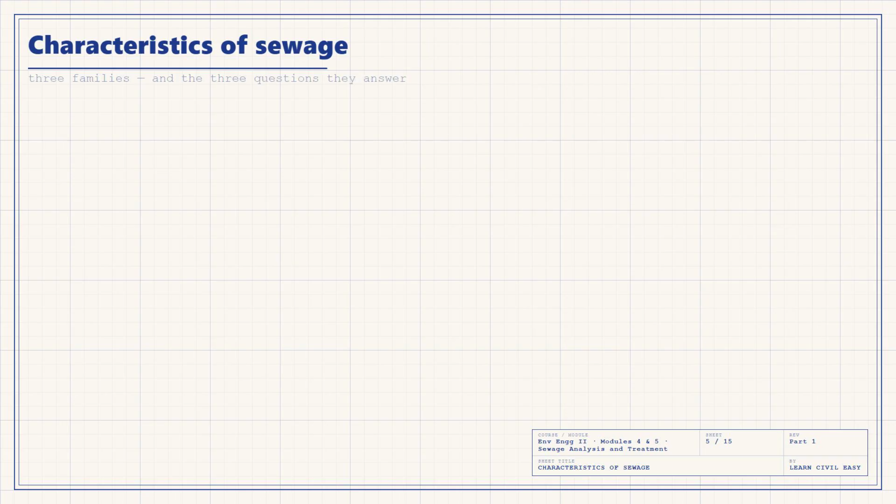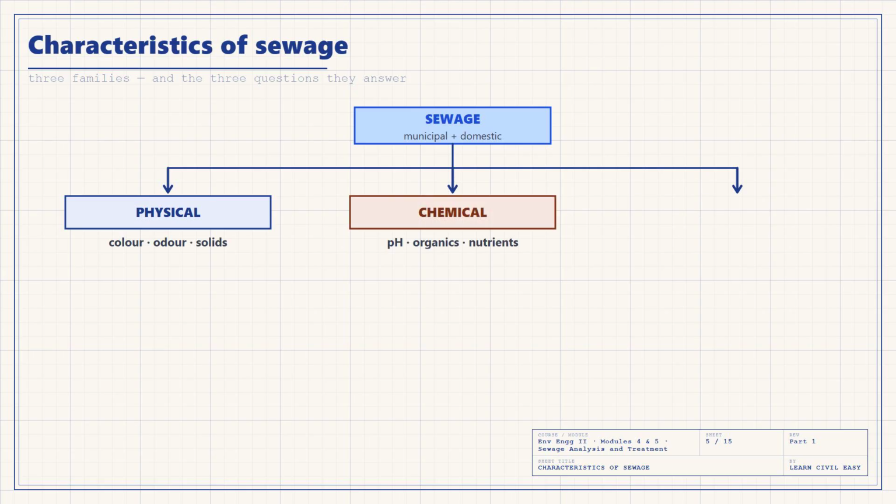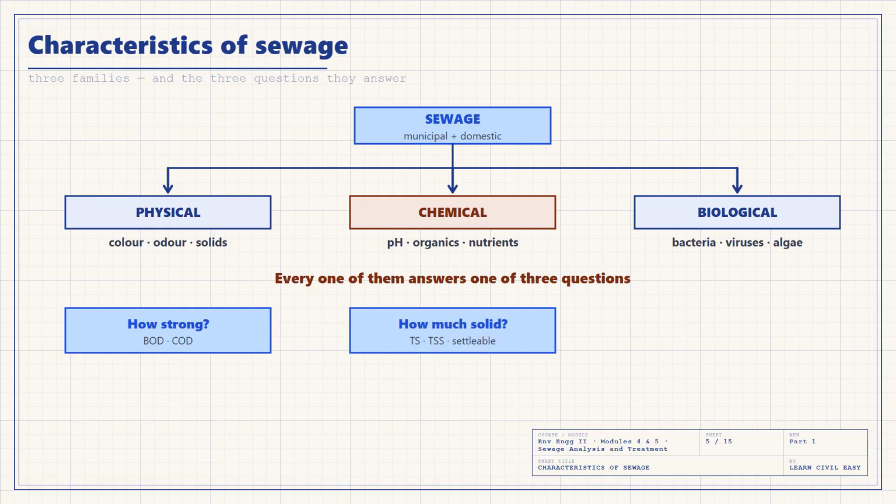Before you can design anything, you must measure what you are treating. The characteristics of sewage fall into 3 families: physical, chemical, and biological, and every one of them exists to answer one of 3 questions. How strong is this sewage? That is answered by the organic matter. How much solid is in it? That is answered by the solids test. And how dangerous is it? That is answered by the bacterial count. Keep those 3 questions in your head, and the long list of parameters stops feeling like a list.